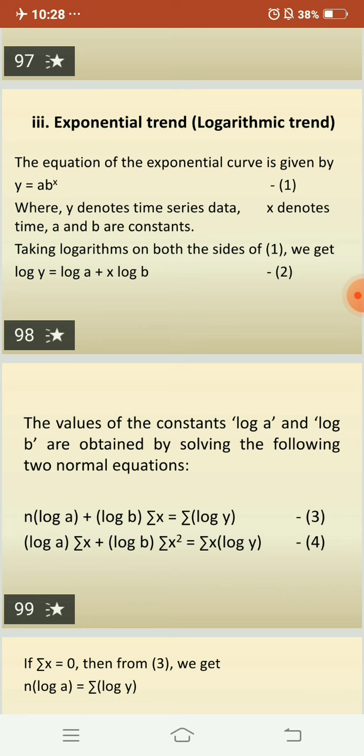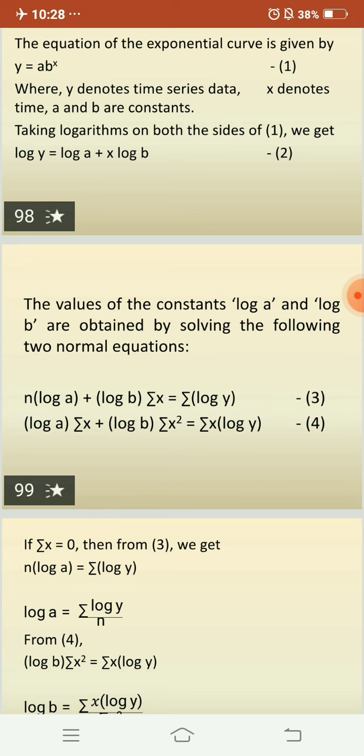Consider the first equation, y equals a b raised to x. Taking log on both sides, you get log y equals log a plus x log b, because applying the log to b raised to x gives x log b. Consider that equation number 2. The constants log a and log b are obtained by solving the following two normal equations.